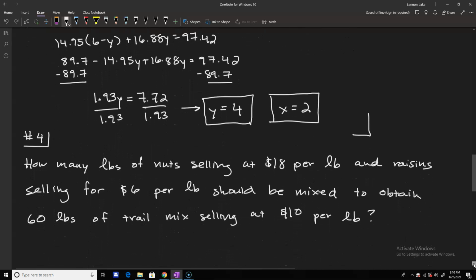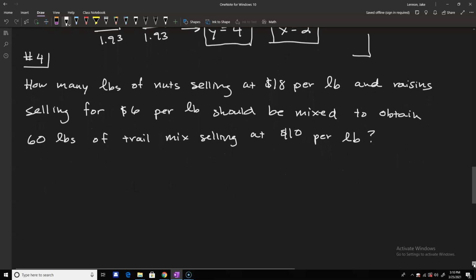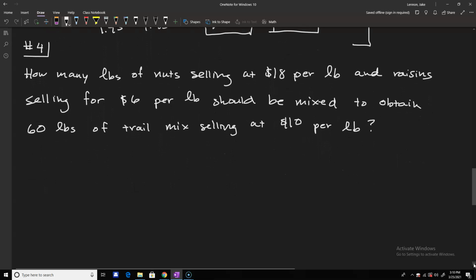So this next one's kind of a mixture problem because basically we're trying to make a trail mix by combining nuts and raisins. So let's just let N be the number of pounds of nuts and R be the number of pounds of raisins. Right, we have 2 things going on here. We know the total volume.